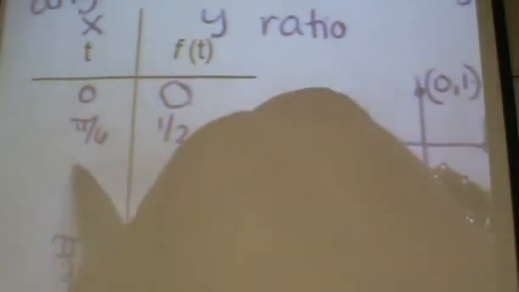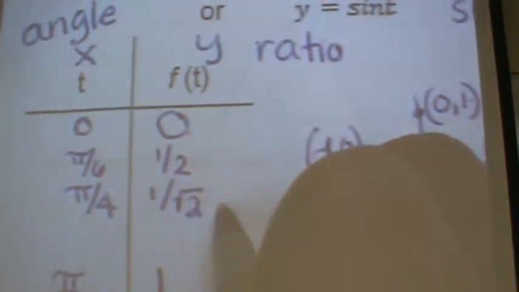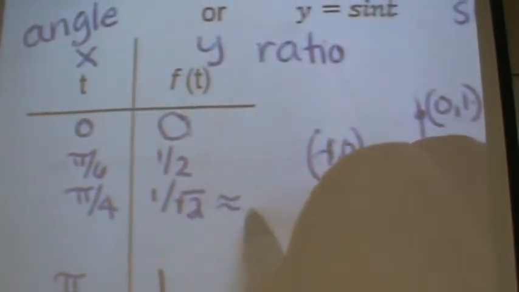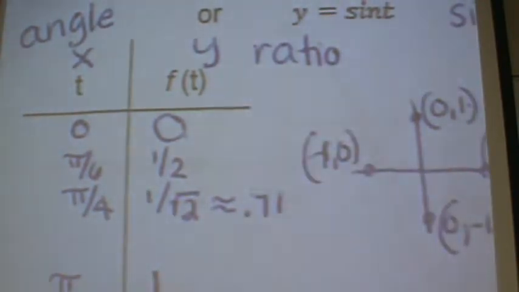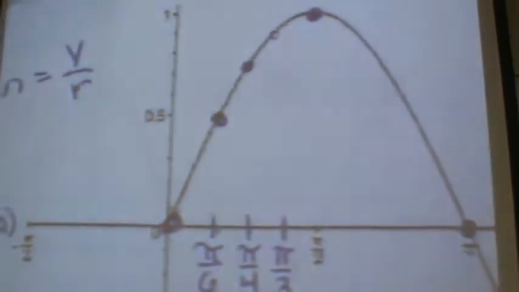How about pi over 4? That's a 45er. Pi over 4, that's a 45er. We've got 1 over root 2. Now, I don't know what 1 over root 2 is unless I typed it into my calculator. It's about 0.71. It's less than 3/4. So over pi over 4, up about 0.71.